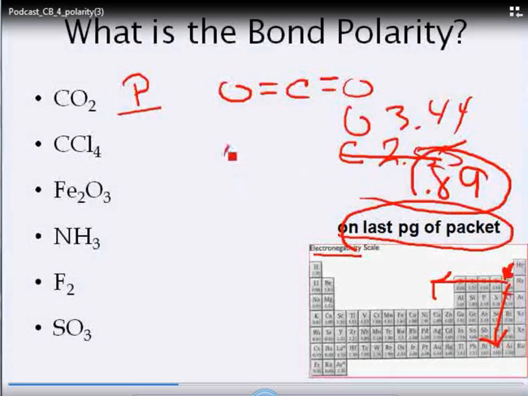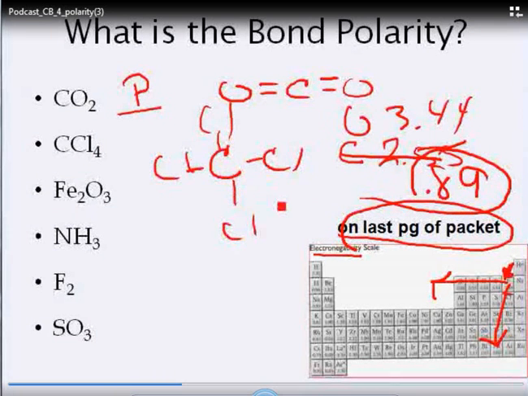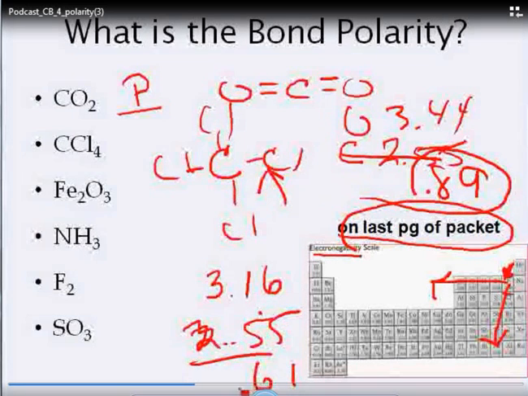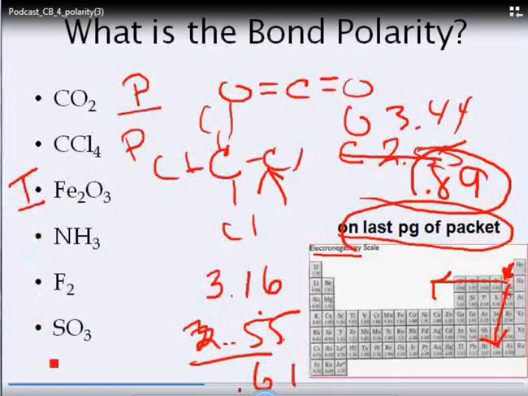Okay, if I compare that to a carbon-chlorine bond, and I only have to look at one of these, I don't have to compare all 4 because they're all the same. If I compare carbon and chlorine, chlorine is 3.16, and carbon is 2.5. If I subtract these, I'm going to get, let me see, 0.61. So this is also polar, but not as polar as the carbon-oxygen bond. So this is polar. Okay, anything that starts with a metal is ionic, right? So this is ionic, and that's the only one that's ionic.